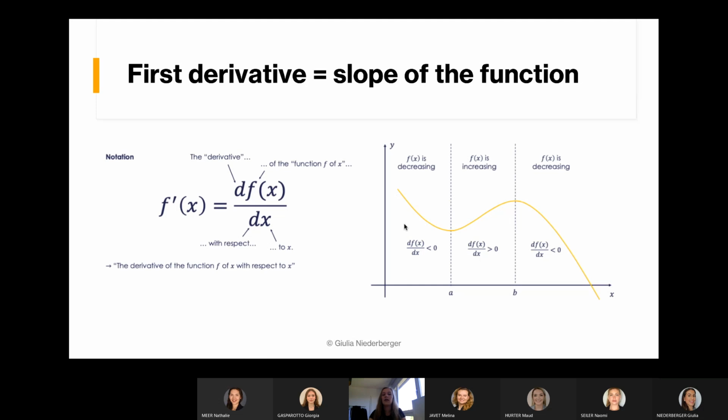You can see that here in the graph, in the first part, it shows that if the derivative is smaller than 0, it's going downhill. That's how I imagine it, that's why I'm saying it like that. And if it's increasing, it's positive. So the first derivative is bigger than 0. It's like going uphill. And the same thing at the end of the graph.